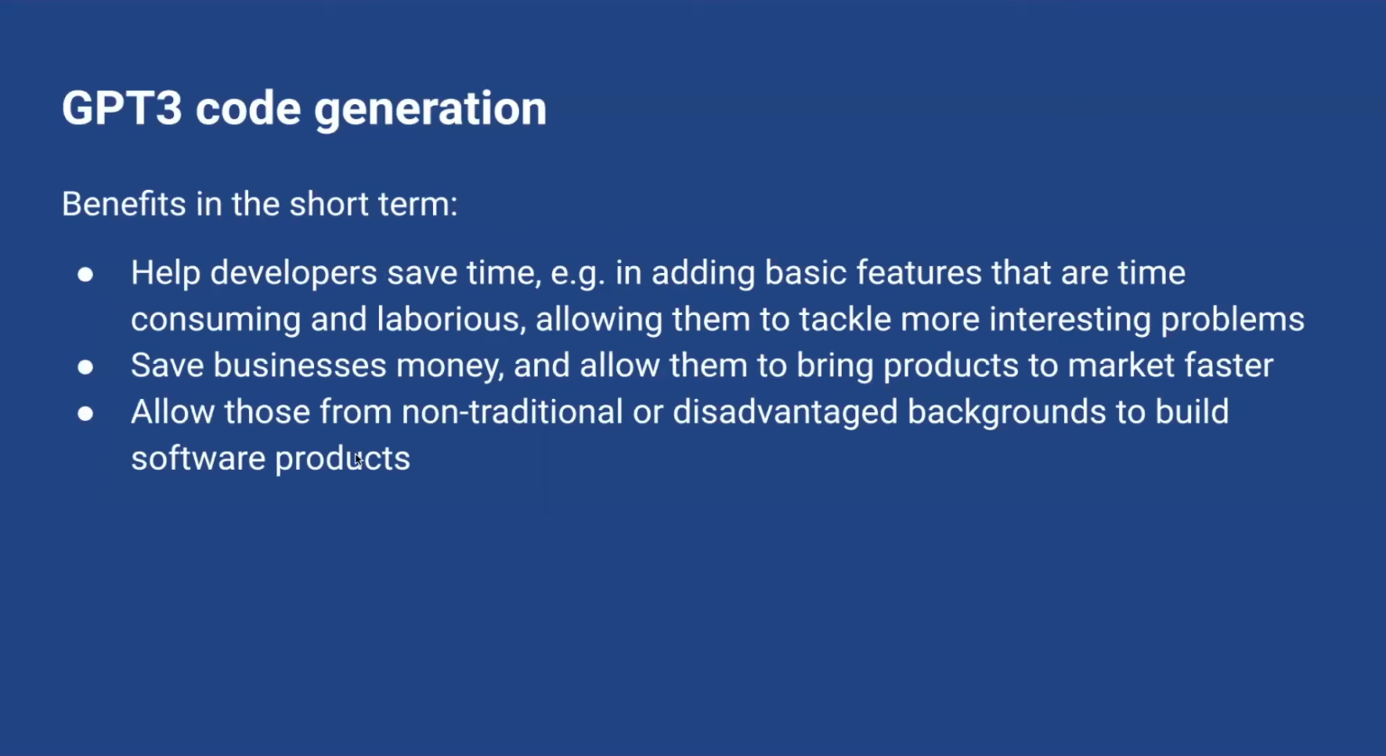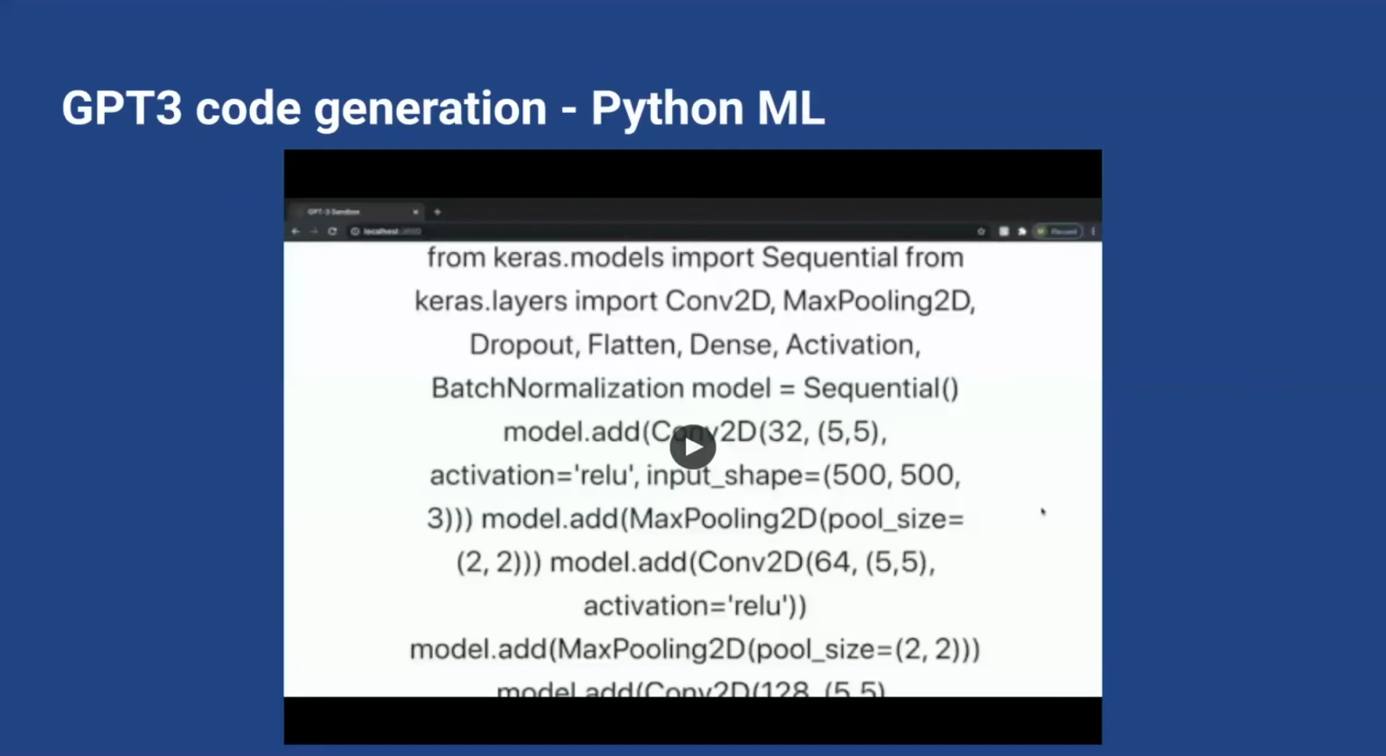So that's benefits for developers, and businesses potentially can save money and bring products to market faster. And potentially also, from an inclusivity standpoint, it allows people from non-traditional, disadvantaged backgrounds to build software products, people who might not have had the education or the university degree that you might traditionally need to be able to build software. So there are some benefits, and I'll give some examples now.